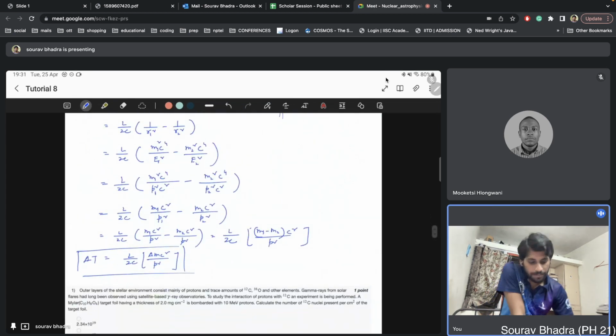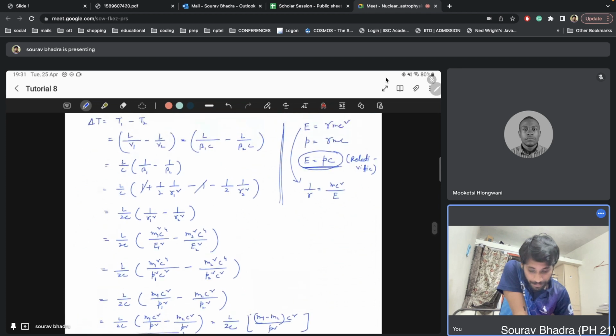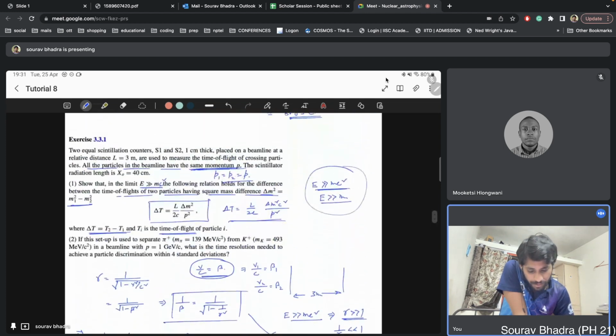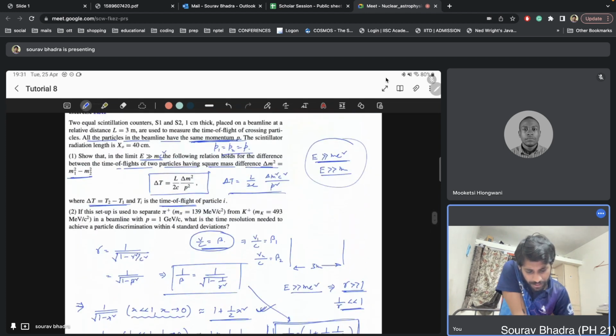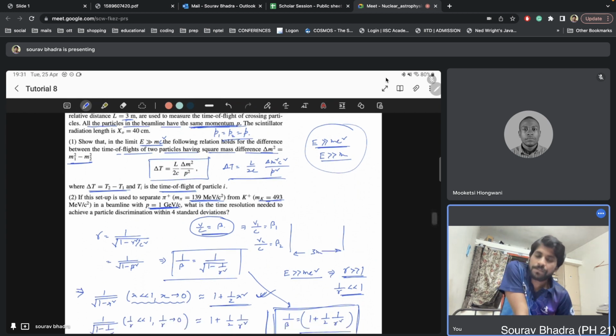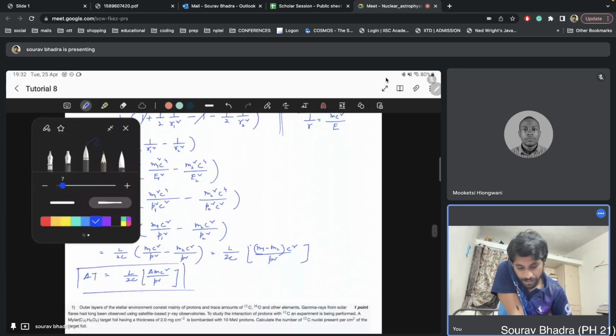So this was the problem, and this was the first part, and the second part asked you to calculate this delta t for which the value of p is given and the masses are given, because the mass is needed for delta m, which will be m1 minus m2, so you will get that from this, and your p is also given, and L is also given as 3 meters, and the value of c is 3 into 10 to the power 8 meter per second. So just put those values and you will get a numerical value of delta t. So that is the second part.